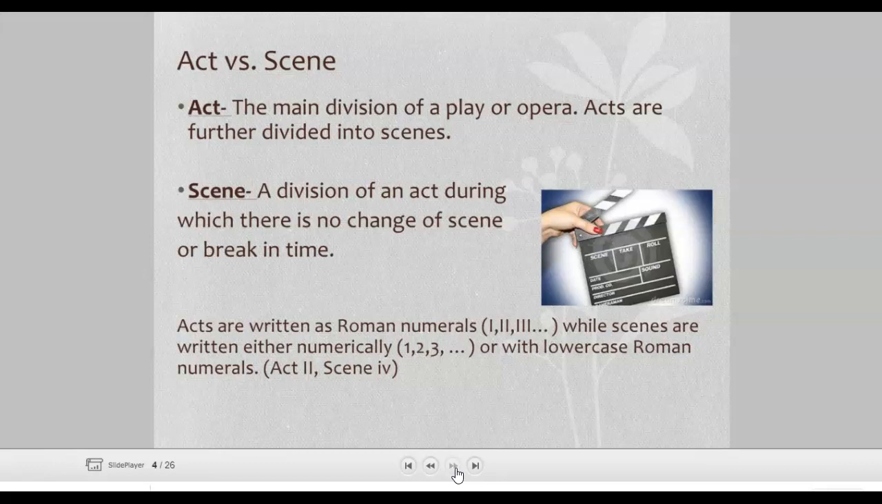So acts, usually they'll be written in Roman numerals. So act 1, act 2, act 3, you'll see in Roman numerals, while the scenes are usually written 1, 2, 3, just in normal numbers. You might see lowercase Roman numerals here. You could see act 2, scene 4. Either way, when you talk about this, the different scenes you add up, that equals one act or chapter. So that's the main thing today to focus on and understand.